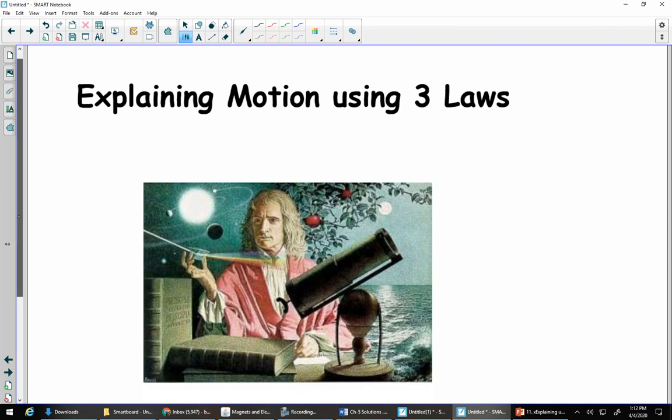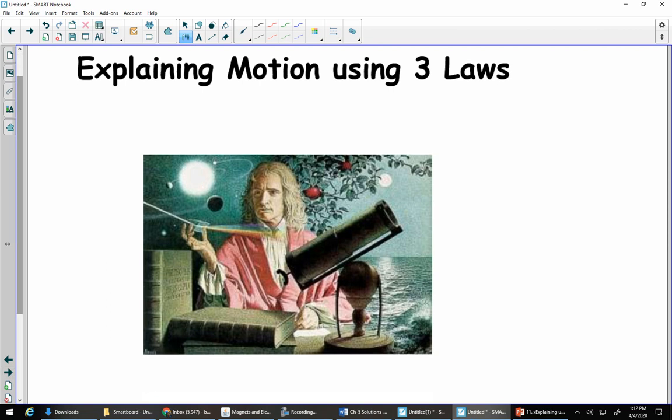Cool. So now that we've got those under our belt, this lesson is explaining stuff using those 3 laws. Here's a painting of Newton doing all kinds of stuff. He was actually quite the scientist. If you want to look into it, he's an interesting person and quite a brilliant mind. It's a cool history piece, but we're sticking to what we need to know.